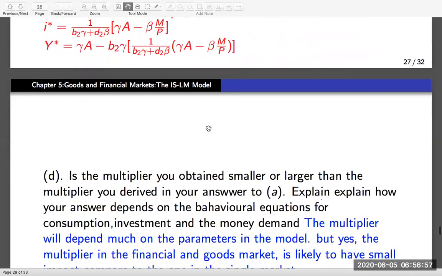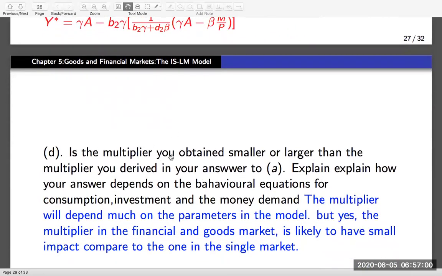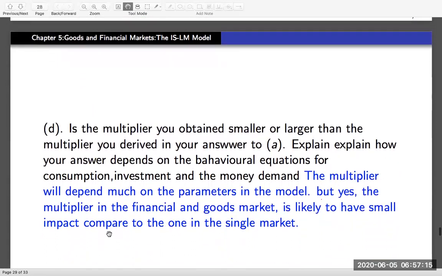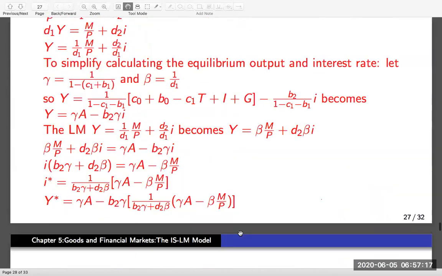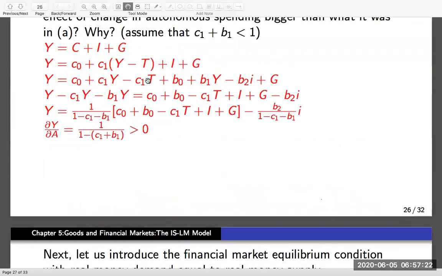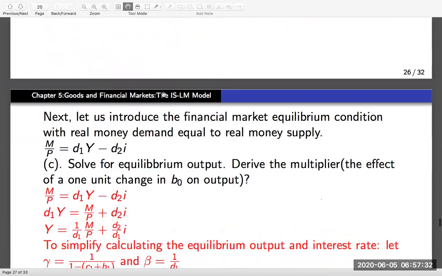So that's not difficult. Is the multiplier you obtain smaller or larger than the multiplier you derived in your answer to A? Explain your answer. So the multiplier will depend much on the parameters in the model. But yes, the multiplier in the financial and goods market is likely to have a smaller impact compared to the one in the single market. Why? Remember that interest rate affects investment negatively. So actually the multiplier will be smaller compared to just looking at one market. When markets are interacting, the multiplier tends to become smaller, right?